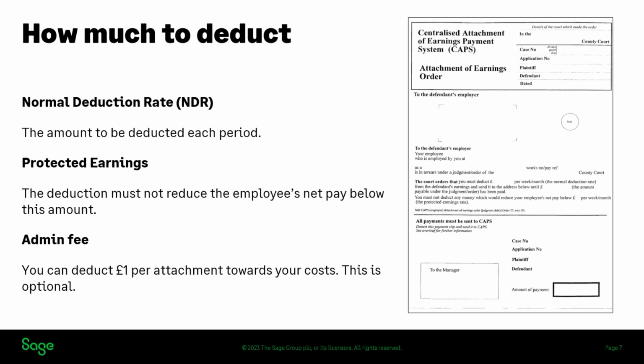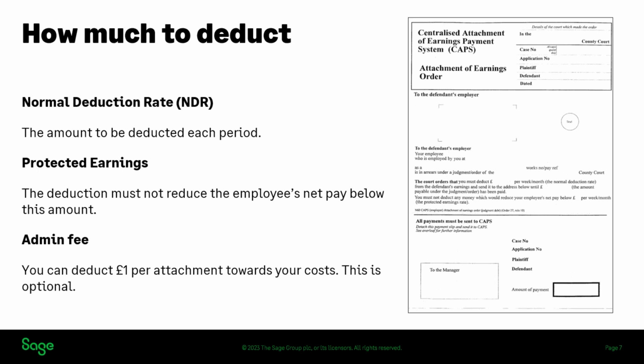Often these types of attachments will also have a protected earnings amount, which is an amount that the deduction must not reduce the employee's net pay below. So if an attachment with protected earnings would take the net pay below this protected earnings amount, it would not deduct part of that attachment for that period. And in some cases, it will carry that forward to a future period.